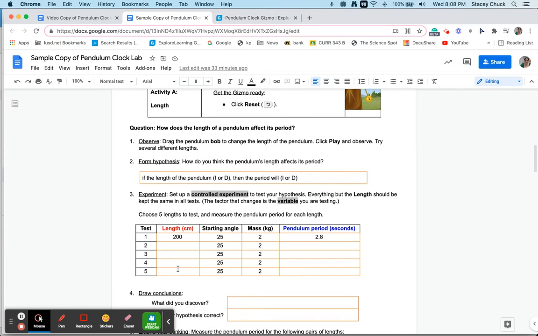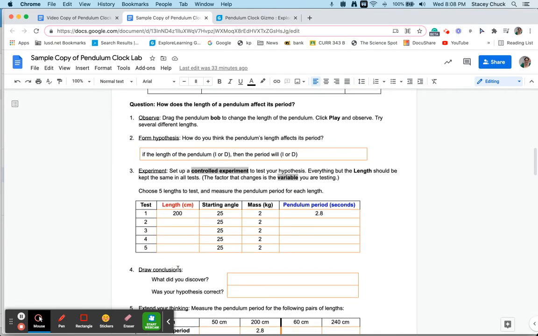Then your first experiment was to determine the effect of the length of a pendulum upon its period. A sentence frame for that hypothesis is: if the length of the pendulum increases or decreases, then the period will increase or decrease. So what do you think the effect will be? If I increase the length of the pendulum, will the period increase or decrease? Literally just pick one of those and predict what you think will happen to the period.